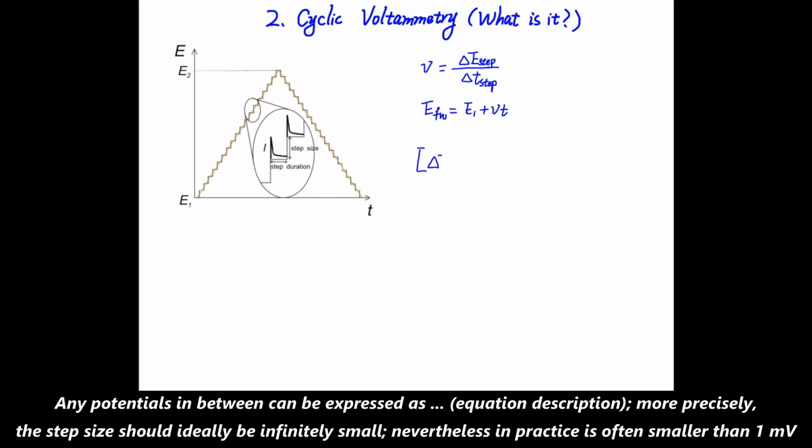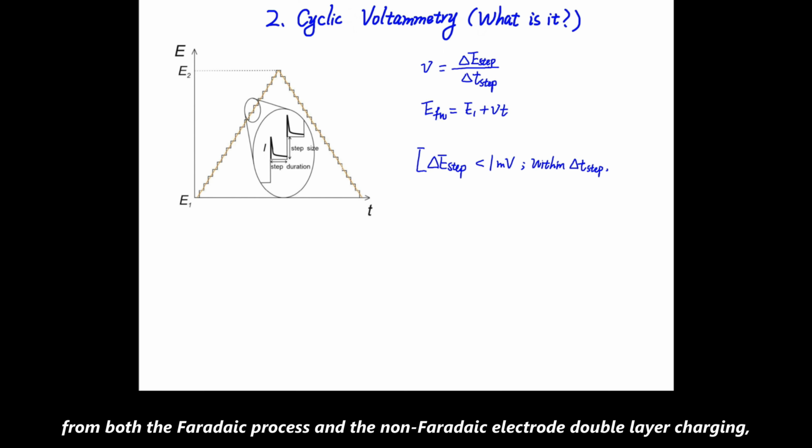More precisely, the step size should ideally be infinitely small. Nevertheless, in practice it is often smaller than 1 millivolt, which is good enough for most current research. Then we look into the current generated within each step duration. As learned from the last section, there are two contributions to the current, from both the Faraday process and the non-Faraday electrode double layer charging.